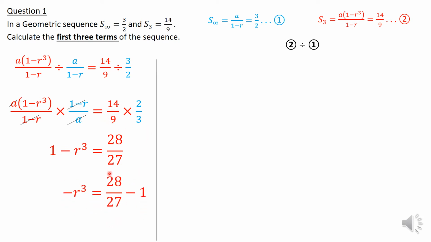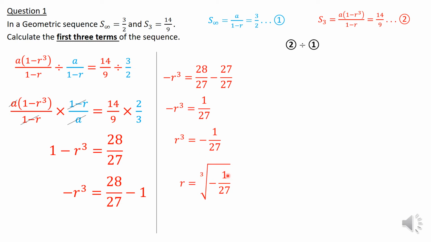Subtracting 1 from both sides gives you negative 1 over 27. So you have got a negative value here, and I'm going to divide throughout by negative 1. Then I'm going to find the cube root of a negative number, which exists. It's only when you find an even root of a negative number that it does not exist. Good. So that gives me that the value of r is negative 1/3.